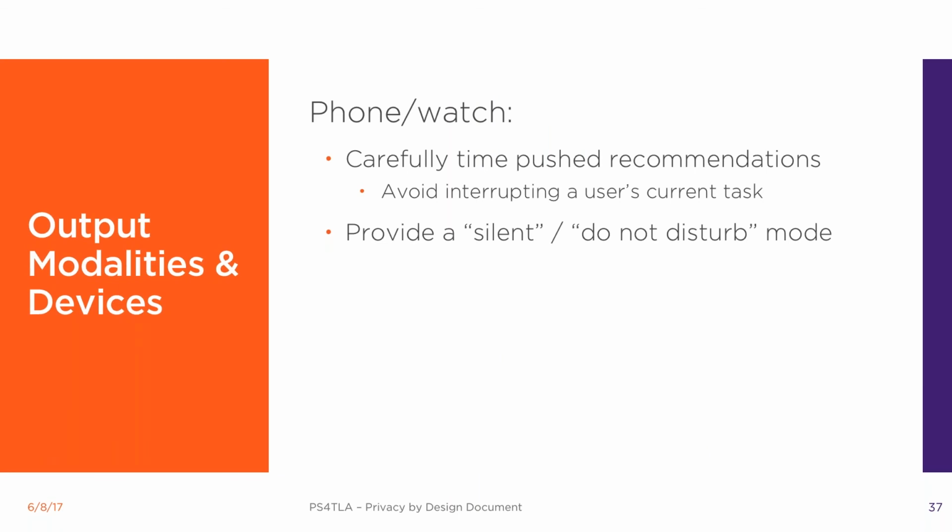There's also the modality. So users can receive recommendations and adaptations on various devices, right? So when we use personal devices like a phone or a watch, we need to make sure that those recommendations are carefully timed. So don't interrupt the user in their current task. That's very important. Maybe a smart, silent, or do not disturb mode could really help avoid intruding upon the user's privacy. To give you an example, Apple just announced that in iOS 11, they will have a don't disturb me while driving option. So something like that is great, where if we know that the user is engaging in another activity, don't give them a learning recommendation. Wait until they're free.